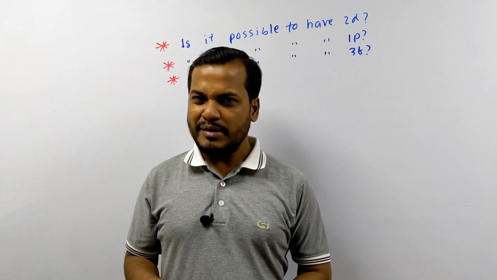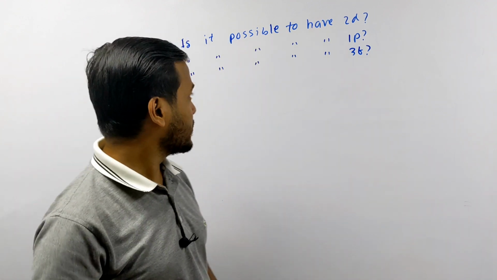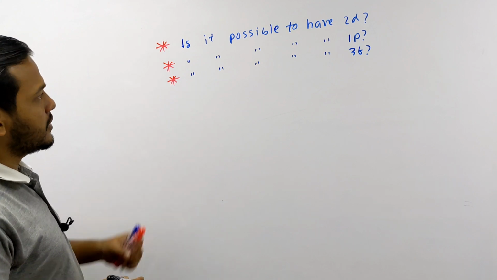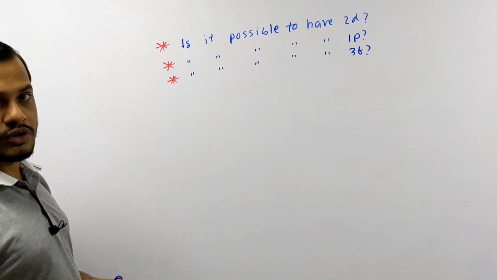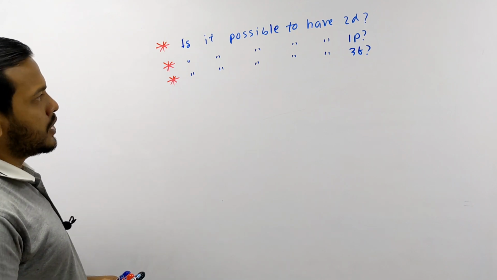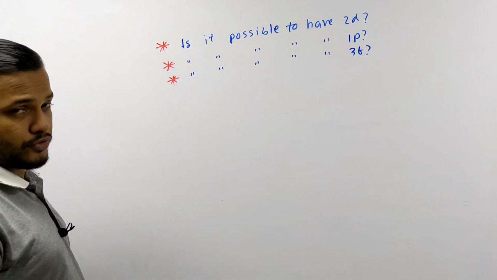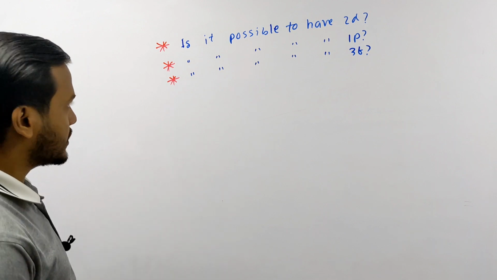Hi everyone, there are some important questions for you. Okay, let's start the lecture. Is it possible to have a 2d orbital? Also a 1p orbital or a 3f orbital?